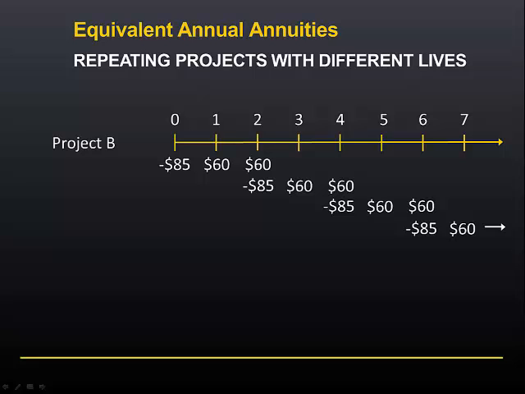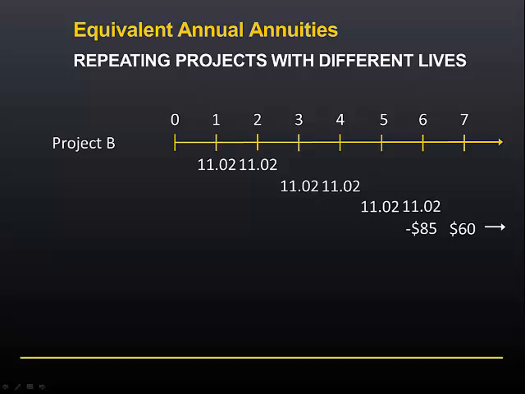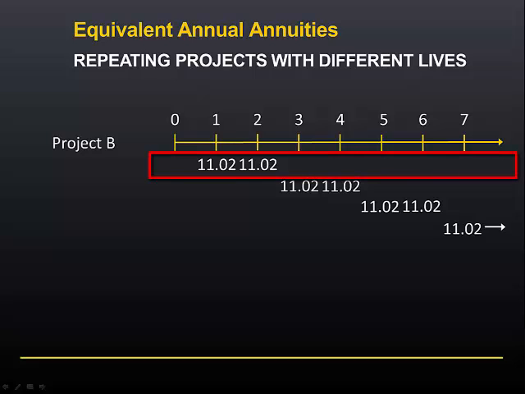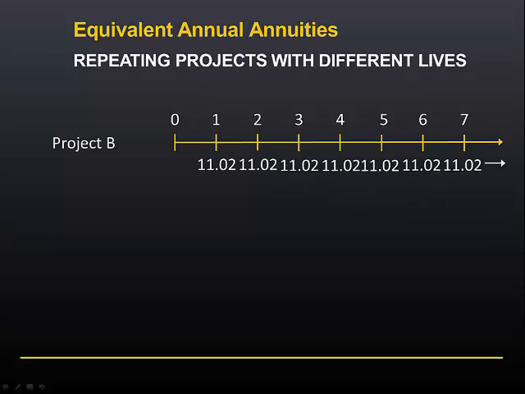Going back to the perpetual cash flow stream, which we would get if we select Project B, the first iteration of -$85 in year 0 and $60 for the next 2 years is equivalent to $11.02 for each of those 2 years, and so on. And therefore if we select Project B and it will be repeated indefinitely, in effect we are selecting a perpetual cash flow stream of $11.02 per year.